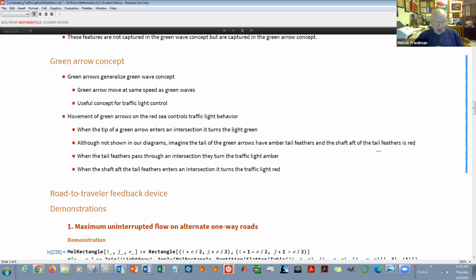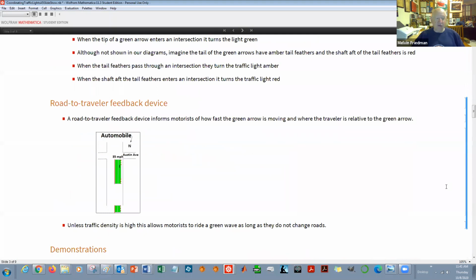Now, there's another concept that we need for all this to work, and that's a road to traveler feedback device. The purpose of the road to traveler feedback device is that it informs motorists how fast the green wave is moving and where the traveler is relative to the green arrow. So for example, over here, this black spot represents the particular vehicle that you're in. And here is the green wave you're riding in. This says that it's going at 35 miles per hour. And as long as you stay in this green rectangle, you're guaranteed to make all the lights.